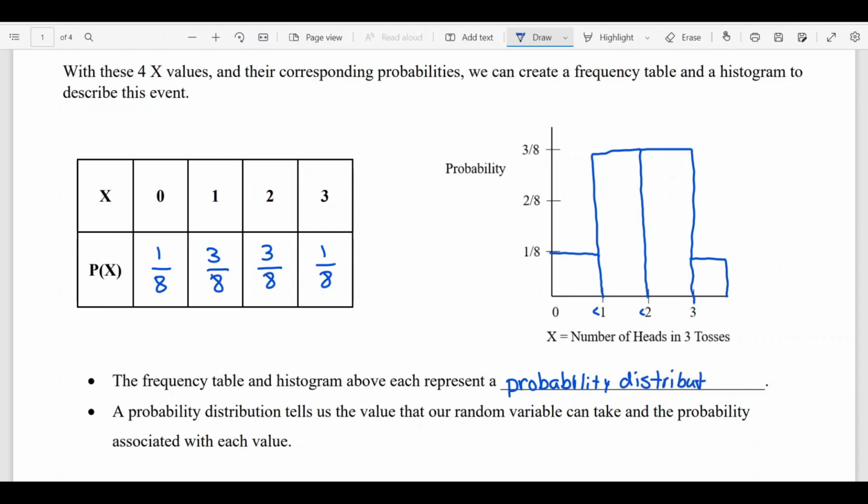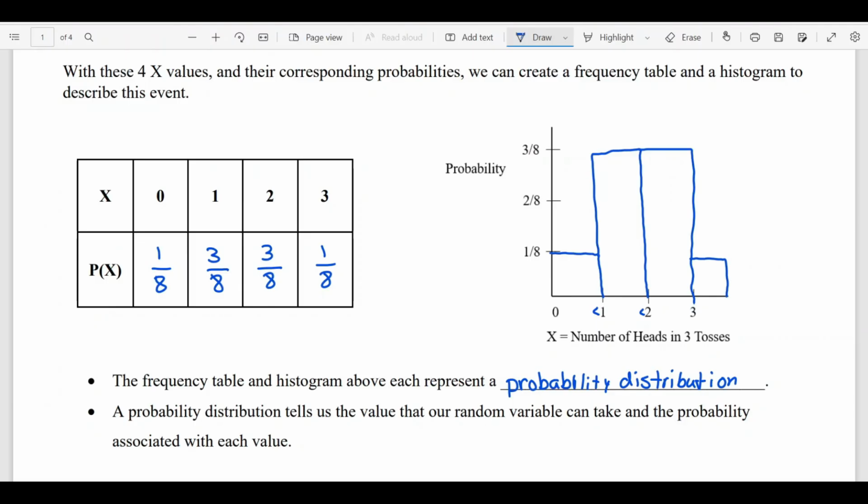Now, we've talked about how a distribution is basically a visual of data before, right? The patterns that data can take. And that's exactly what a probability distribution is. It's the values our random variable can take and the probabilities associated with them. And by creating a probability distribution, you can start to see patterns and visuals of the situation that you have.